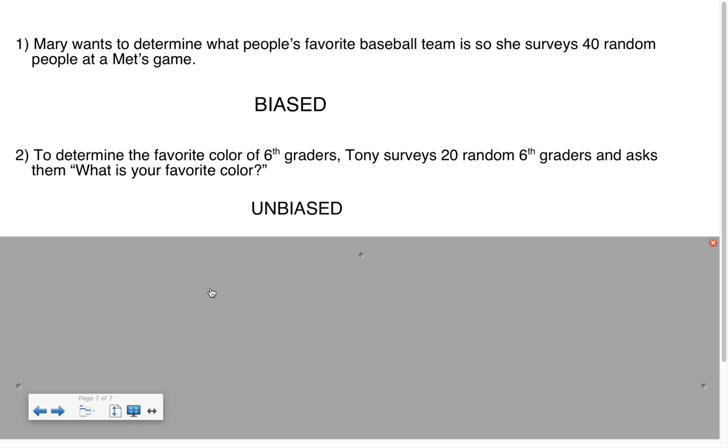And we like that he picked 20 random 6th graders. If he picked 20 6th graders all wearing red t-shirts, that would be biased. That would be a biased sample because even though it might not be their favorite color, it's more likely that they're going to choose the color that they're wearing.